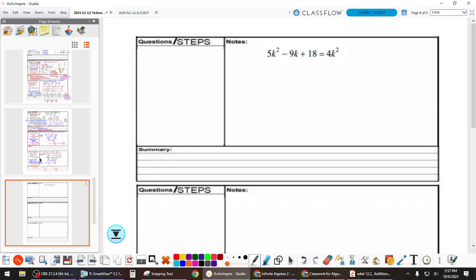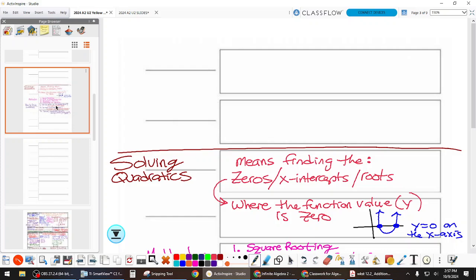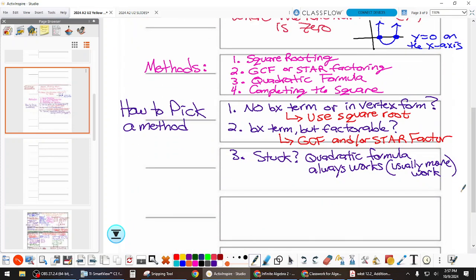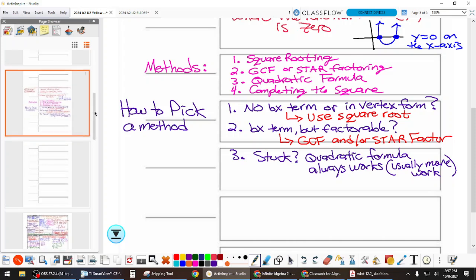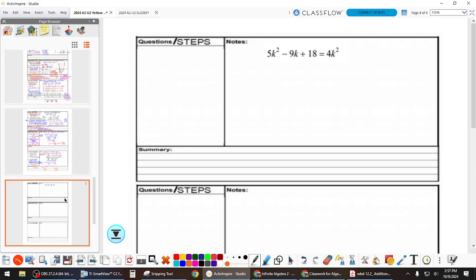Okay, so we've seen now the case. Let me go back to the note. We've seen an example of no bx term or in vertex form, and how to use the square root method to solve in both cases. Let's look now at the second one, number 2, if we have a bx term and it's factorable. Okay, so go ahead and write this down. Solving by factoring this time. Okay? So you should immediately, when you look at this, you should see a bx term.